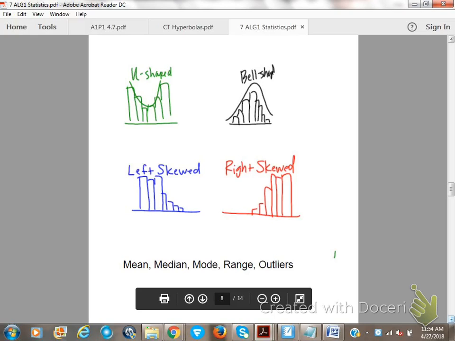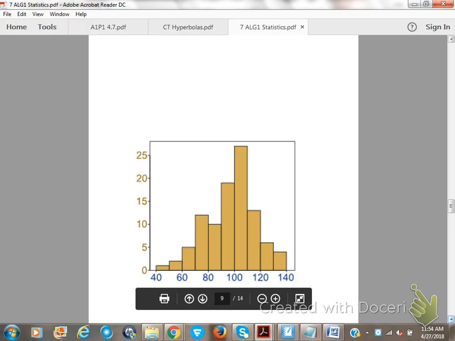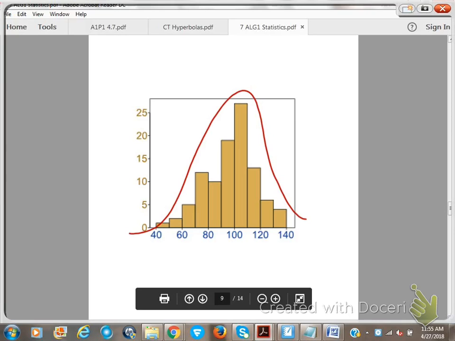All right, so for example, if you turn the page over, you've got this histogram. If you had to pick one of those shapes to represent this one, would you pick U-shaped? No. Would you pick bell-shaped? Yes. I would too. It kind of goes up, comes down. It looks like what it is. So this one would be bell-shaped.